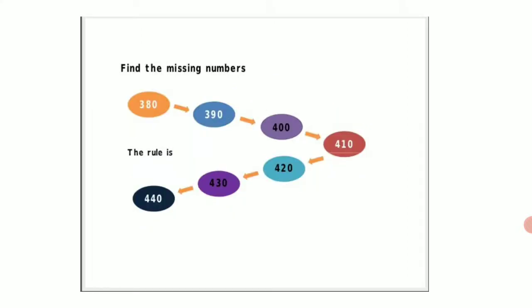Then children, in number patterns where you are given 2 or 3 numbers, after that you will find dashes where you have to fill in the missing number. When we find the missing number, how do we do it, children? We have to follow a certain rule. Here we are doing it by adding 10 to each number.